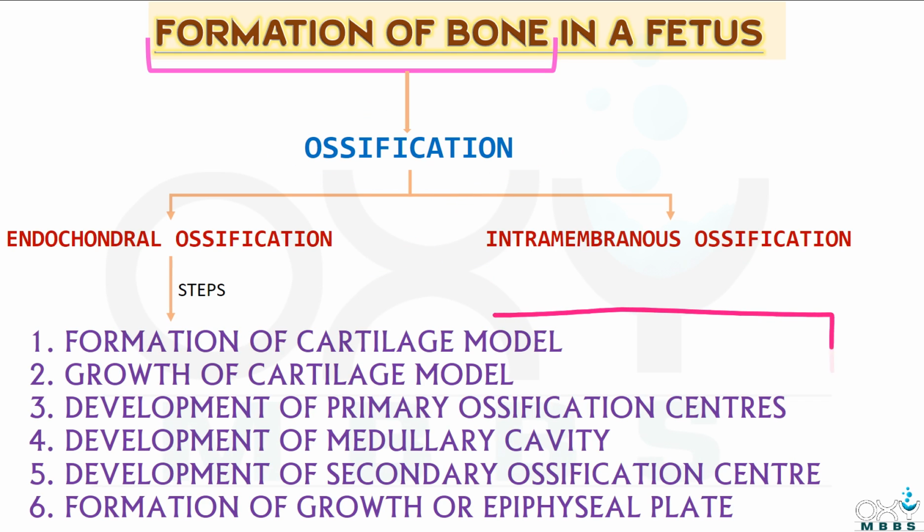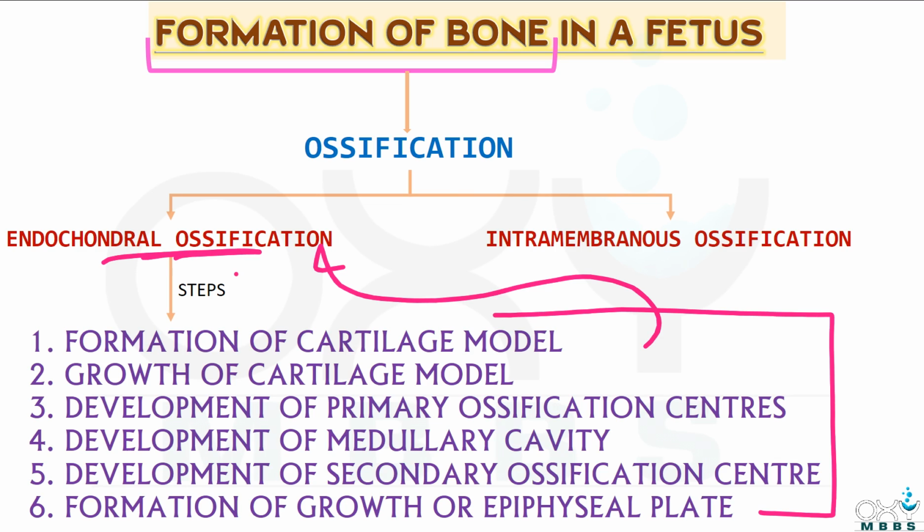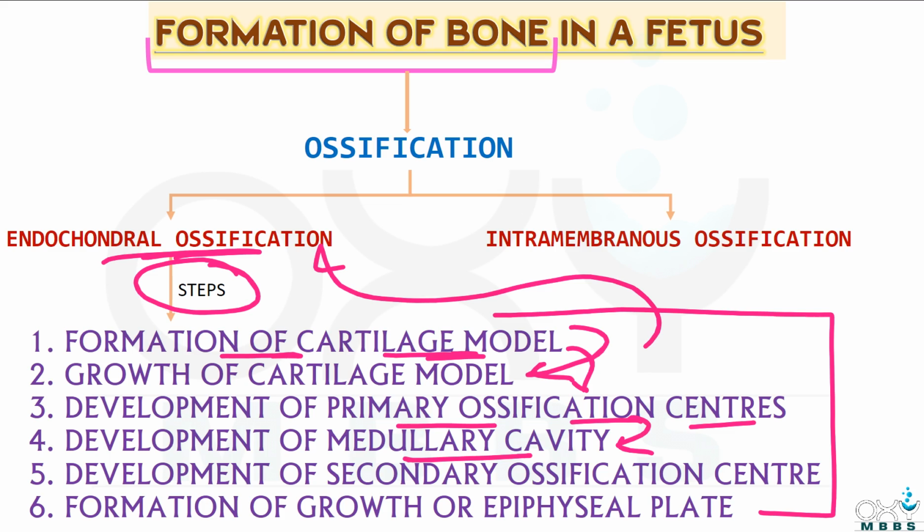And these are the steps which are involved during endochondral ossification. And these steps are: first, there is formation of cartilage model, then its growth, then development of primary ossification center, then development of medullary cavity. After primary ossification center, now secondary ossification center start to develop, and in the last, formation of growth or epiphyseal plate.